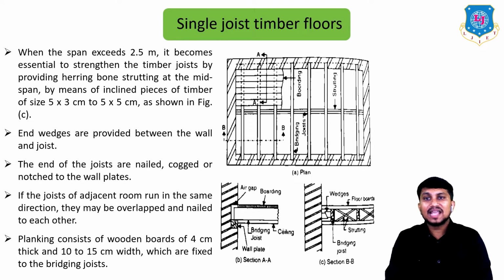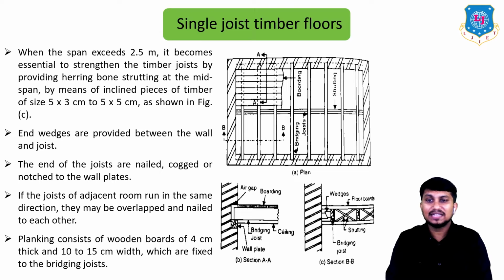When span exceeds 2.5 meter, it becomes essential to strengthen the timber joist by providing herringbone strutting at middle span by means of inclined pieces of timber of size 5 by 3 centimeter to 5 by 5 centimeter as shown in figure. And wedges are provided between the wall and joist. The ends of the joists are nailed, cogged or notched to the wall plate.